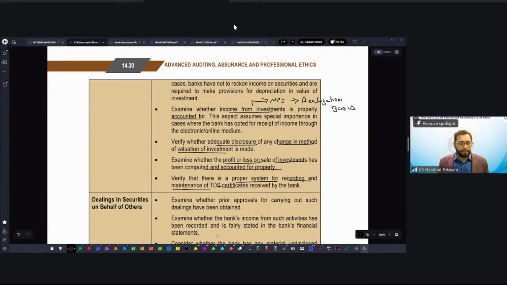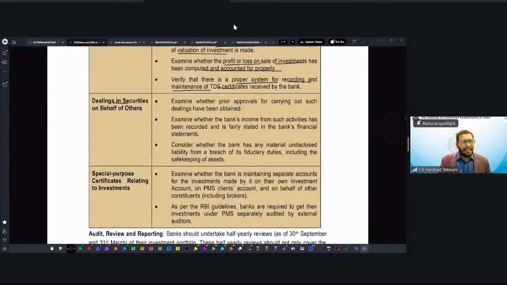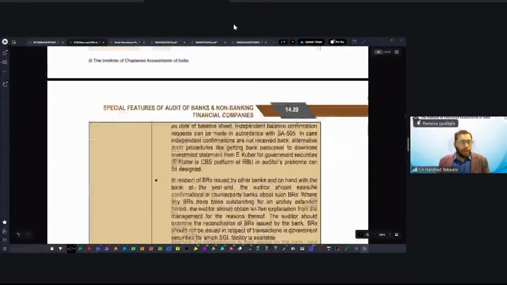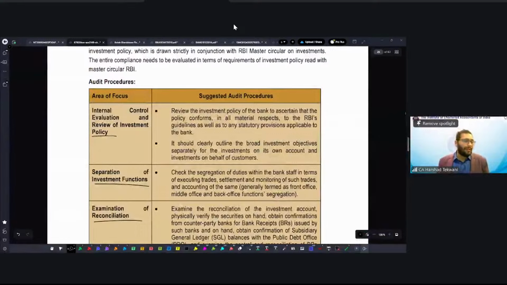We saw that. Then dealing in security on behalf of others. Remember we discussed, if the investment is held with someone else or if the investment is held for someone else. And there are special purpose certificates relating to the investment. If there is any, then that is also required to be reported. Now, this is how you are required to perform the audit procedures on investment.